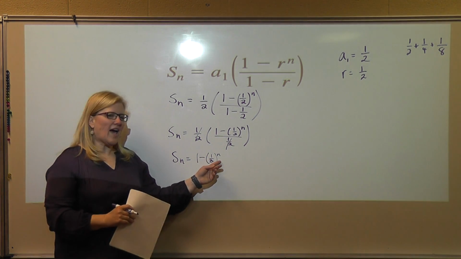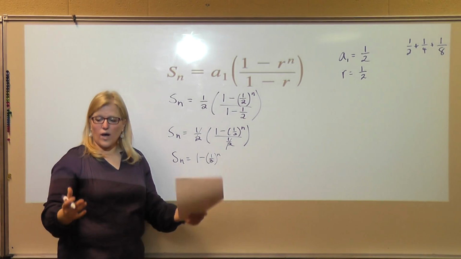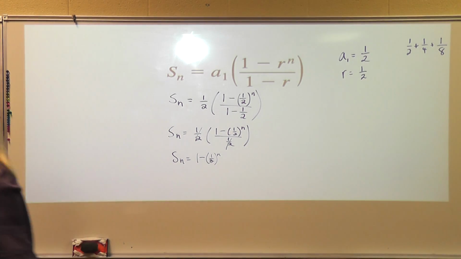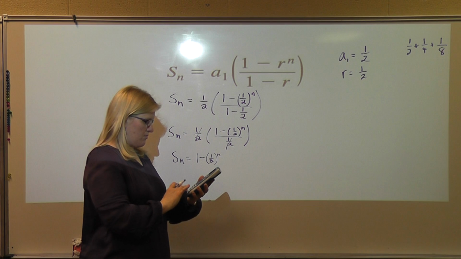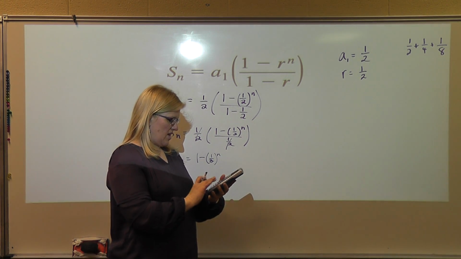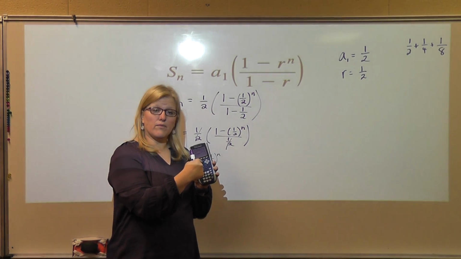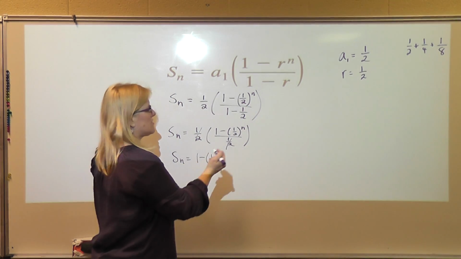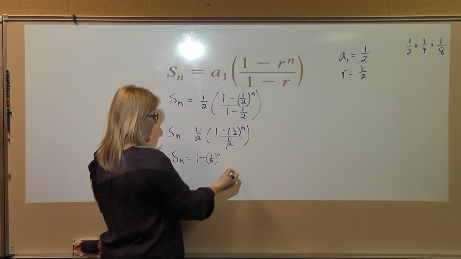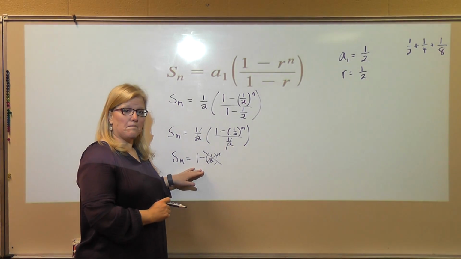All right, well, what happens to 1/2 to the n when n gets really, really big? Let me grab my calculator. What is 1/2 to the 10,000th power? Let's see if the calculator will even do that. 0.5 to the 10,000th power. Oh, it says 0. So basically the number is so tiny that it's basically 0, okay? So what happens then is this goes away, and S sub n is 1.